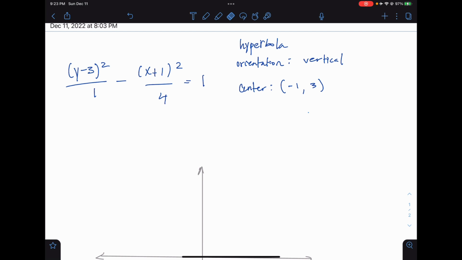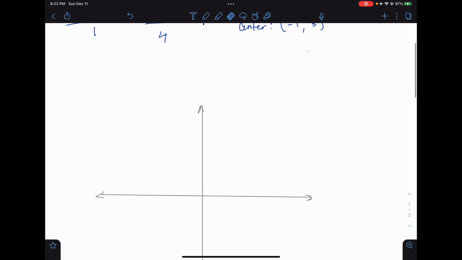And it's a great place to start our graph there, so we'll go 1 over, and 3 up. So that's our center right there.